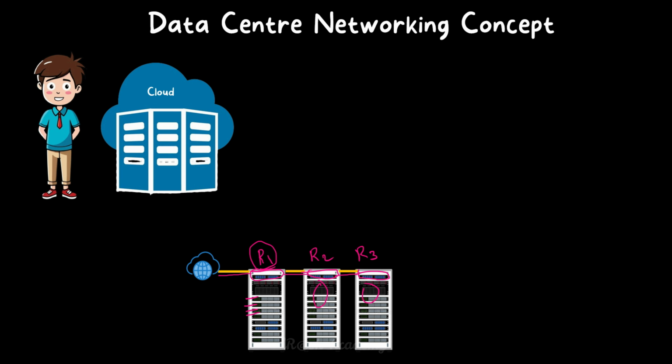Let me tell you, what if this connection breaks between rack 1 and rack 2? That means rack 2 and rack 3 cannot access the services from rack 1 and from the internet. And what if this connection fails? That means R3 is going to be isolated from R2 and R1 and from the internet. So this is not the right way to connect data center networks. For that we need to follow the proper data center networking concept. That is what we are going to discuss next.